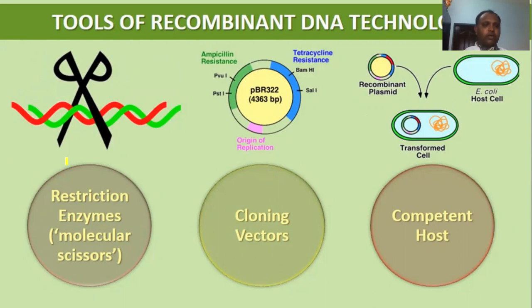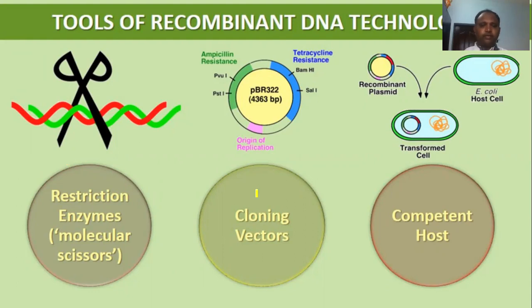The first one is the restriction enzyme. It is a type of nuclease which cuts the DNA molecule at a specific site. The restriction enzyme is also called restriction endonuclease, and generally you can call it a molecular scissor or molecular knife. We use this enzyme to cut the DNA and isolate the gene from a particular DNA. That's why we call it a molecular scissor.